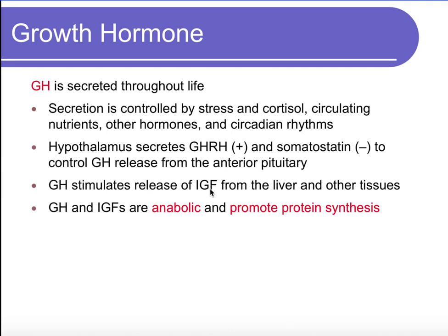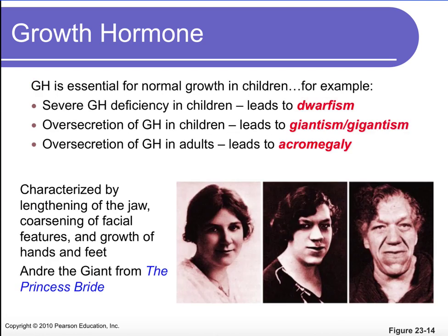And it can also stimulate IGF release. And growth hormone and IGF together are anabolic and really promote protein synthesis. Now, let's take a look at some abnormalities or pathologies. So here we have first severe growth hormone deficiency in children. As a child, when you're really trying to grow, if you have a severe deficiency in growth hormone, it can lead to dwarfism, which is basically stunted growth.